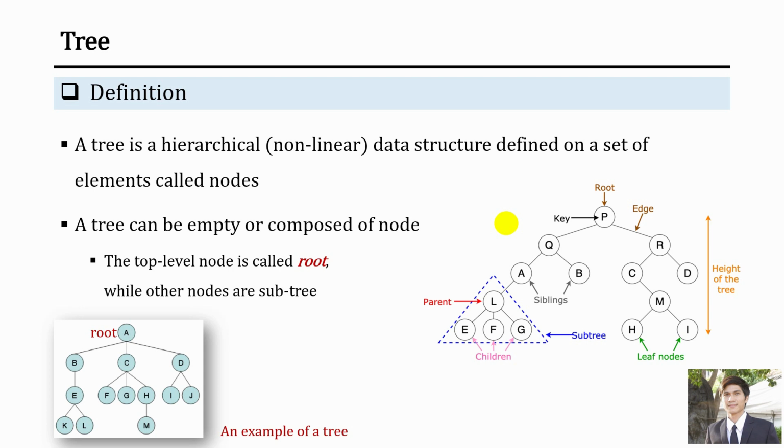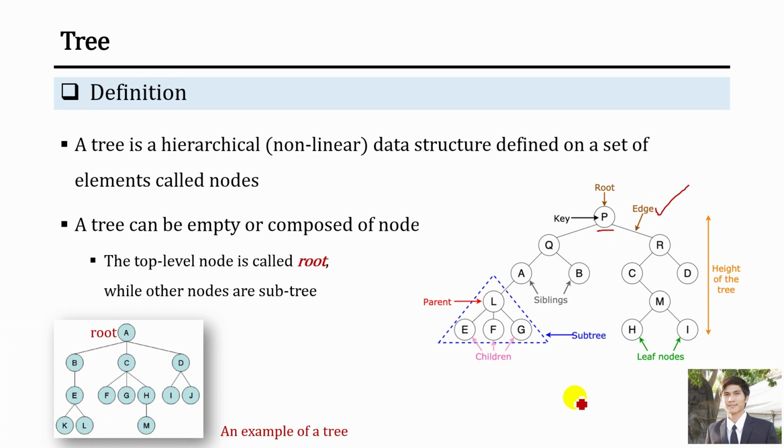Normally, a tree can be empty or composed of many nodes. And the top-level node we call the root. The root is placed at the top level, while other nodes are called subtrees. If you look at the picture on the right here, we have the root, which is P, right? P is considered the root of our tree, because it is at the top level. By connecting one node to another, we have a line, right? This is called an edge. This is some key terminology.